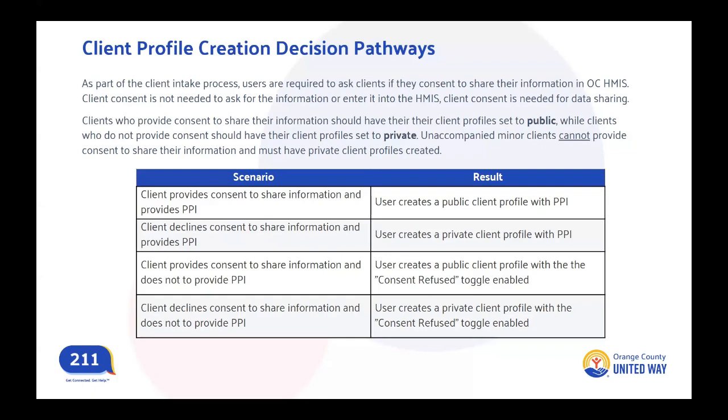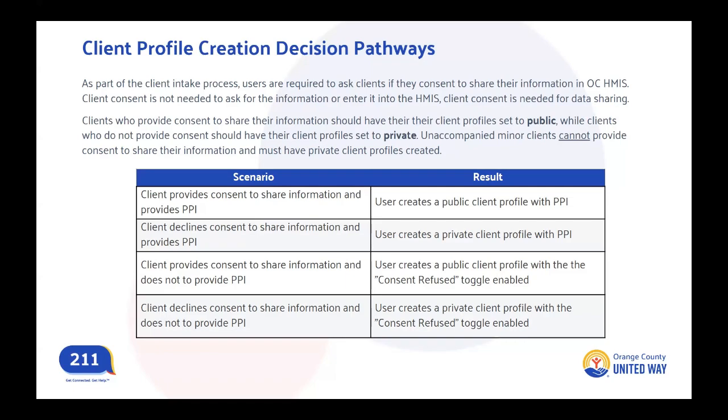So following this table, if we go to scenario number 1, a client provides consent to share the information and also provides their personal protected information, otherwise known as PPI. The end result would be a user creates a public client profile with PPI. However, in scenario 2, if a client declines consent to share the information but still provides you with PPI, then the end result would be a user goes ahead and creates a private client profile that contains PPI.